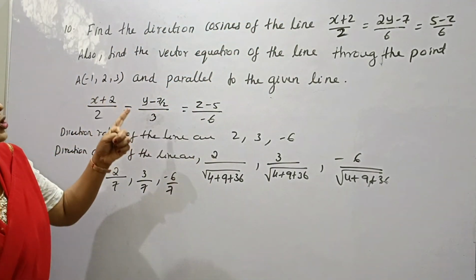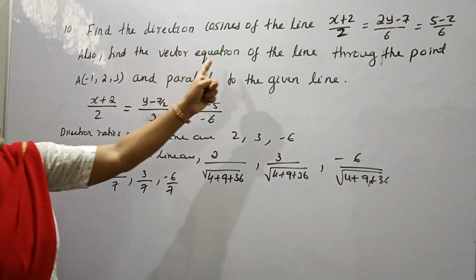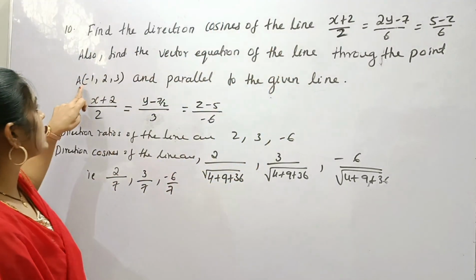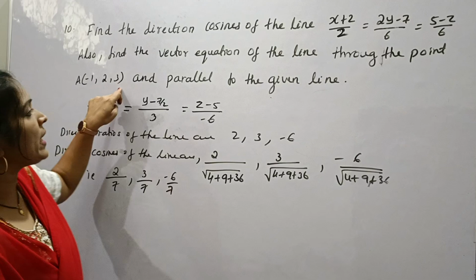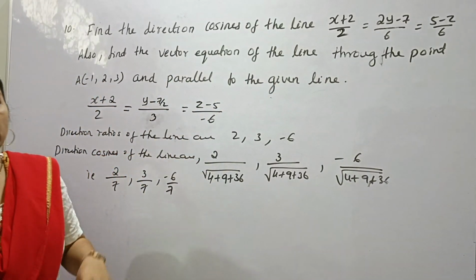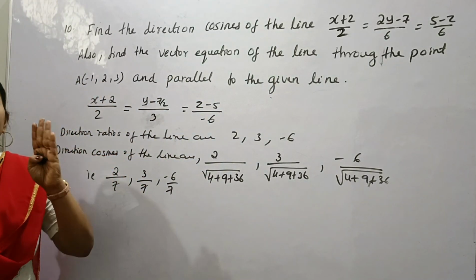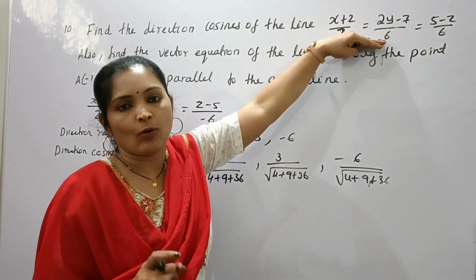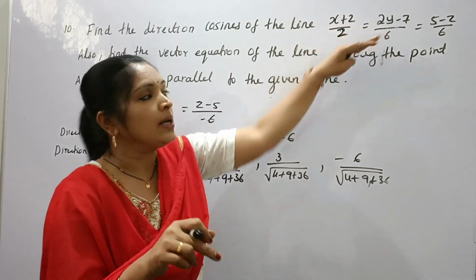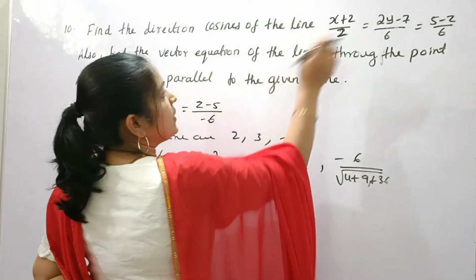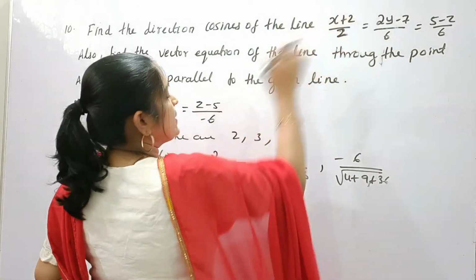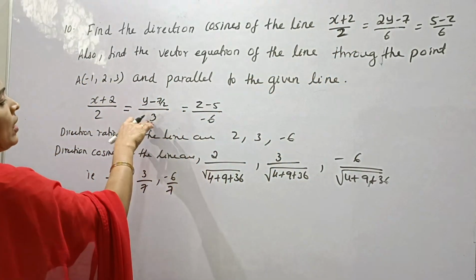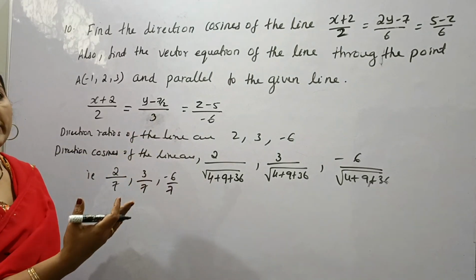Okay. The next question is, find the vector equation of the line through the point A of minus 1, 2, 3 and parallel to the given line. Here we have to write the equation of the line which is parallel to this given line. If you are confused, just convert it into vector form.